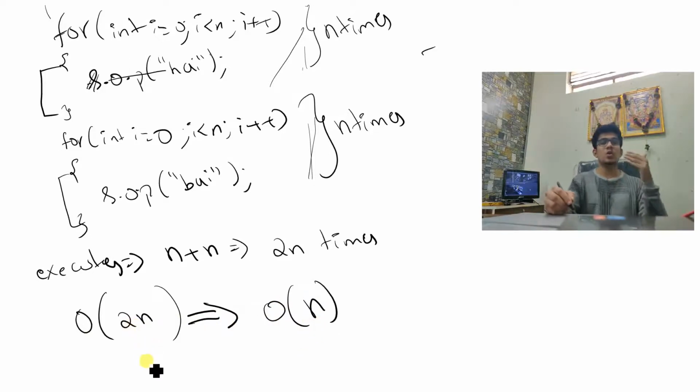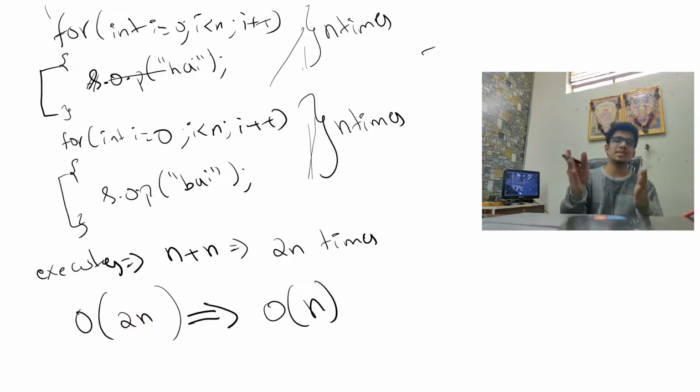Why? Because the coefficients we have to ignore. Whatever number is there, we have to ignore those numbers. So it is like this. I hope it is clear. Please take notes of this also.